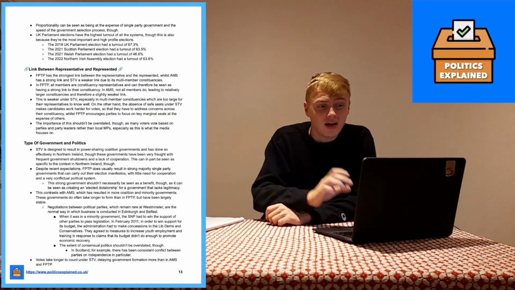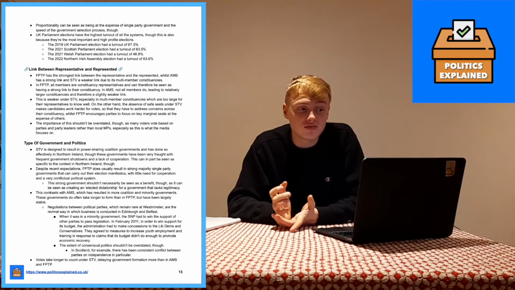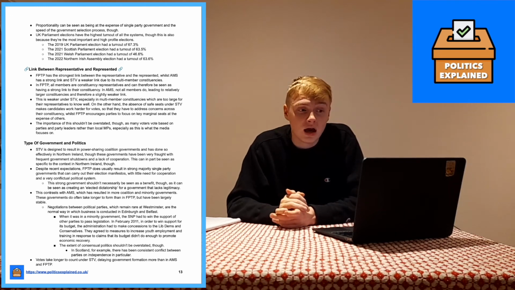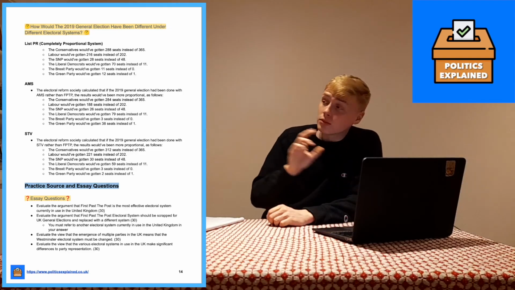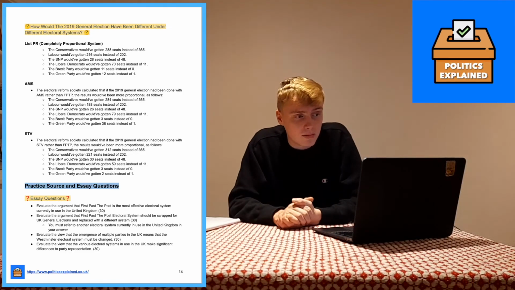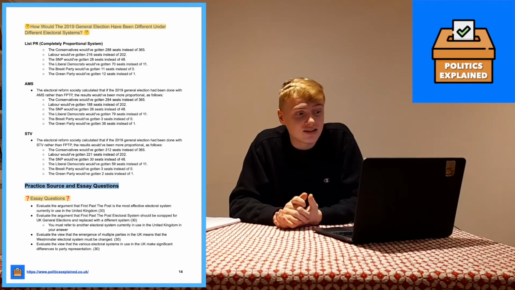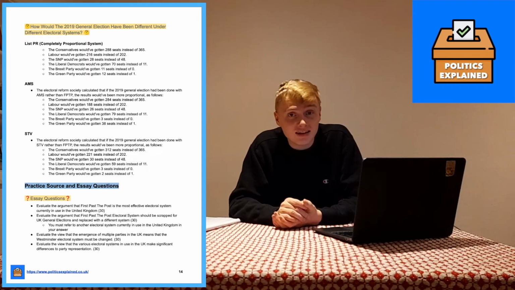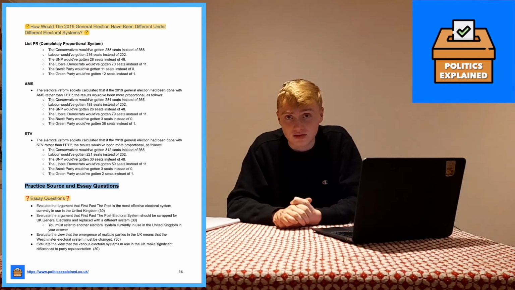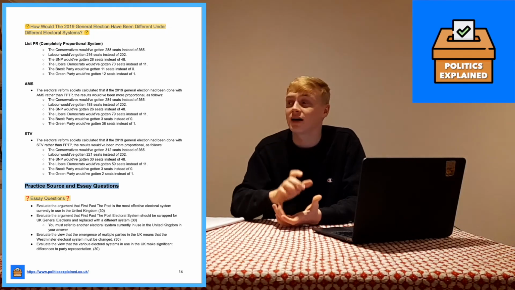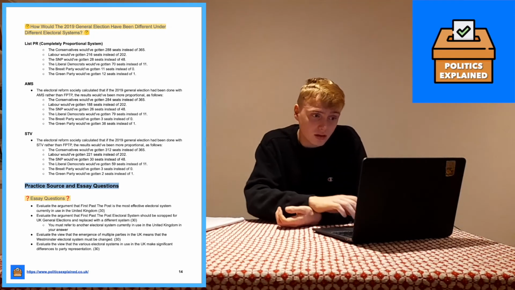And finally, in terms of how long the elections take, votes do take longer to count under STV and AMS than they do under first past the post. If you want to pause the video, you can see there's a comparison between complete list proportionality, AMS, STV, and first past the post for the 2019 election, and how the results would have been different under those different systems if they were used. That was calculated by the Electoral Reform Society.